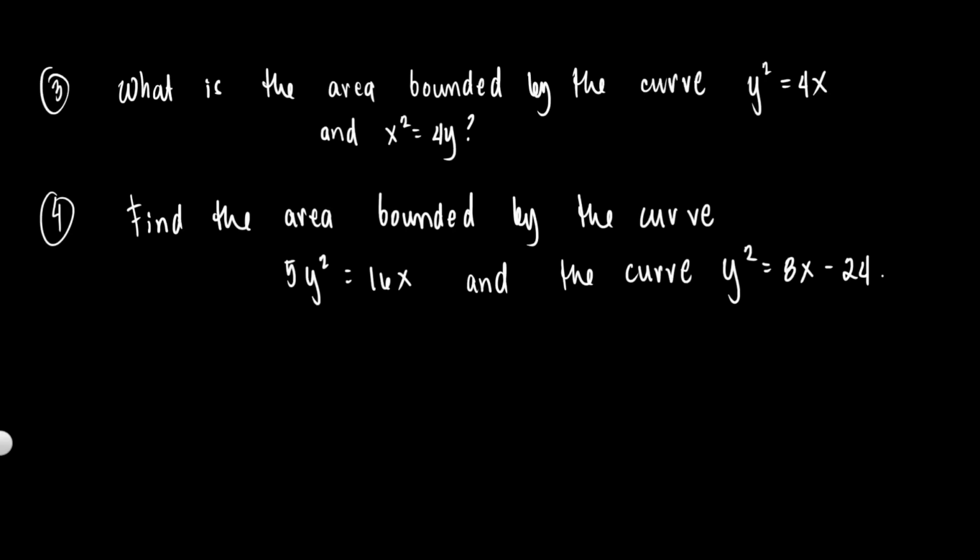Okay, I want you to solve these two problems. What is the area bounded by the curve y squared equals 4x and x squared equals 4y? And the other one, number 4, find the area bounded by the curve 5y squared equals 16x and the curve y squared equals 8x minus 24. Sundan nyo lang yung ginawa kanina. Masosolve nyo to. No? Try to solve gamit kayo ng vertical or horizontal strip or gamitin nyo pareho and tingnan nyo kung ano maging result.